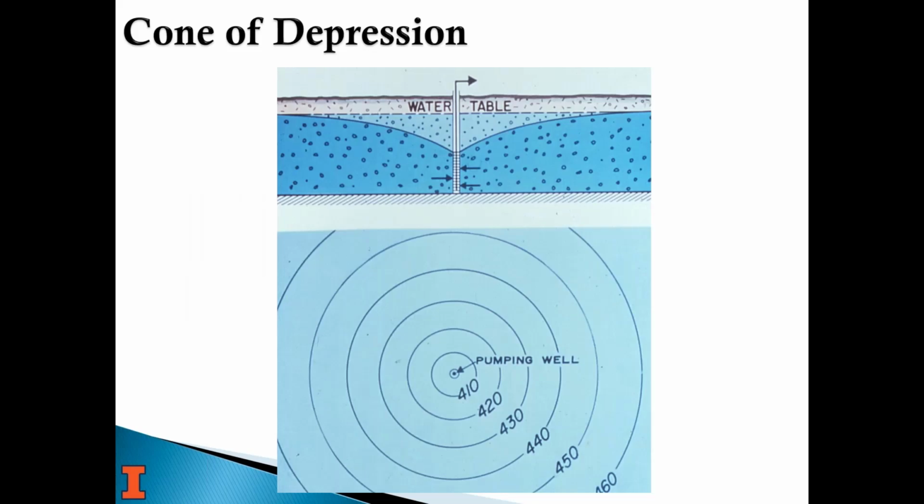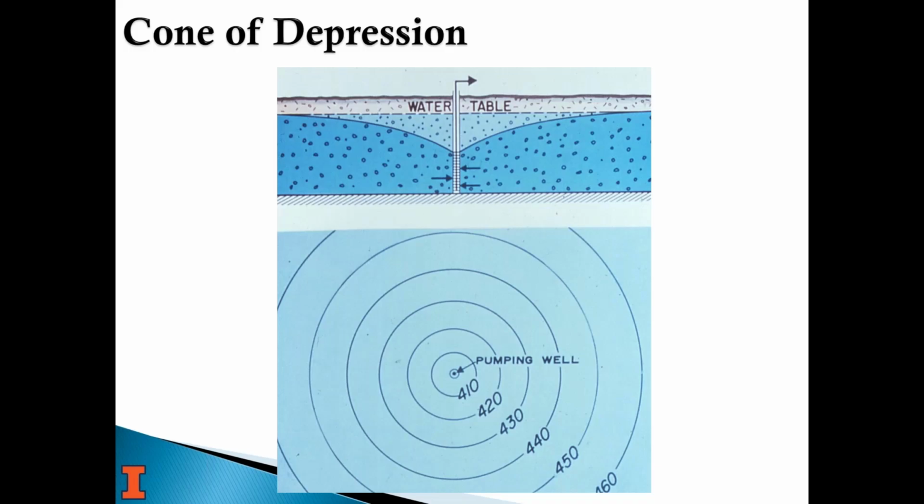So the picture on the top is a cross section. So the surface is at the top, there's a water table and a well. It's kind of like we've been looking at. The picture on the bottom is if you're looking down from an airplane, and those lines are of equal elevation. So they correspond to the picture on top.